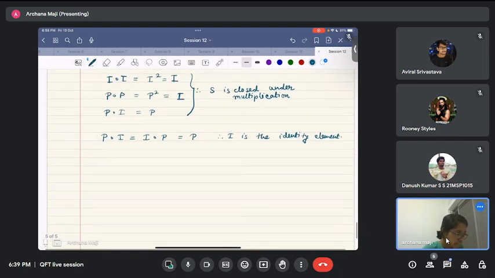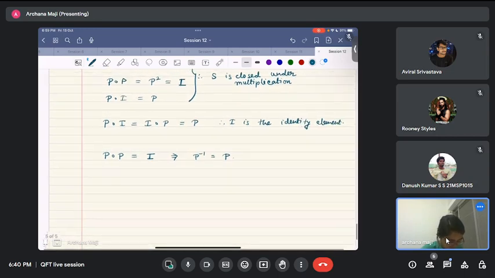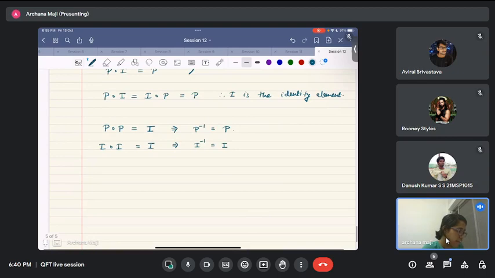Then it is asking, does an inverse of every element exist? So you can see that P composition P is giving you identity. It means that P inverse is equal to P, right? So inverse of P exists. I composition I is I, and as we say that I is the identity element, inverse of identity has to be identity. So you can see that for every element the inverse also exists.